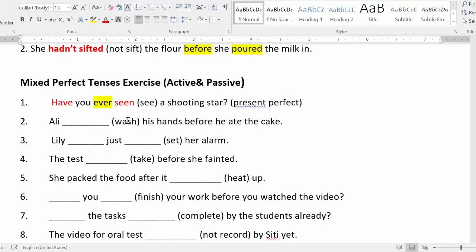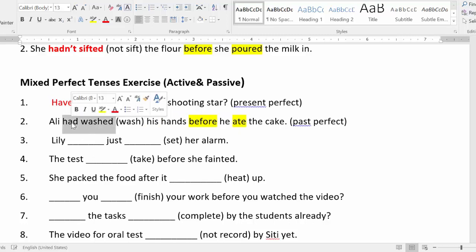Okay, number 2, Ali washed his hands before he ate the cake. Here very obvious, you can see there are two actions, wash and ate, so it should be past perfect tense. You can highlight your keywords first, before and a past tense verb, ate. If you have two actions in the sentence, one of it is past tense, then it should be a past perfect tense. Ali can do this action to his hands, so it should be active voice. Active voice, past perfect tense. Our format should be had plus pp. So your answer should be had washed. pp for wash is washed at ed. Ali had washed his hands before he ate the cake, past perfect tense.